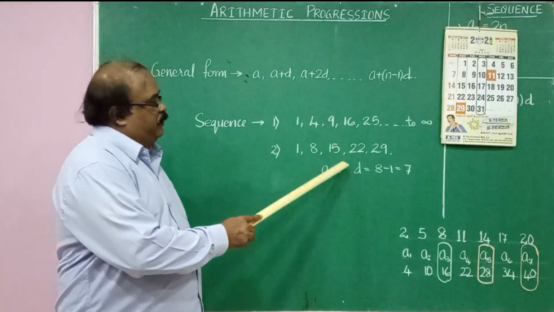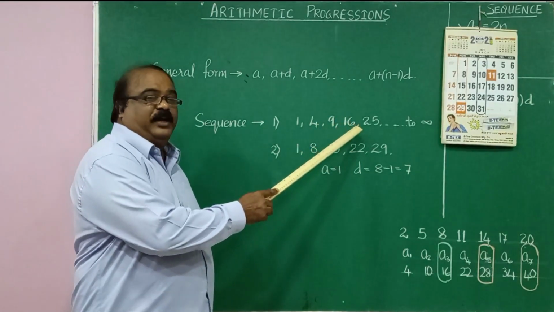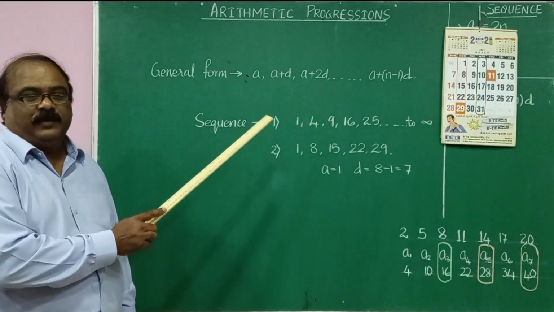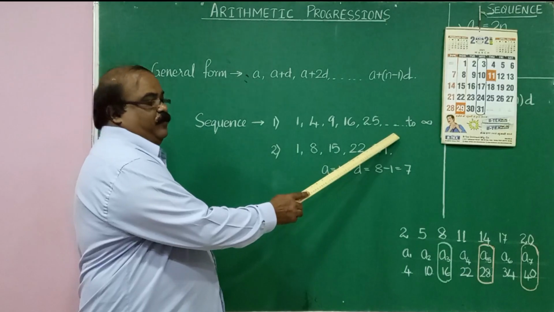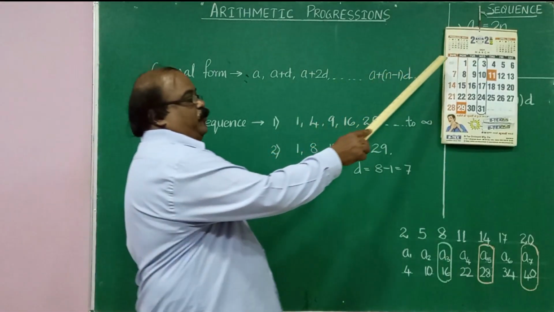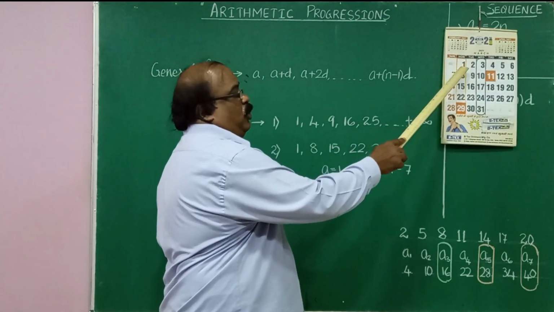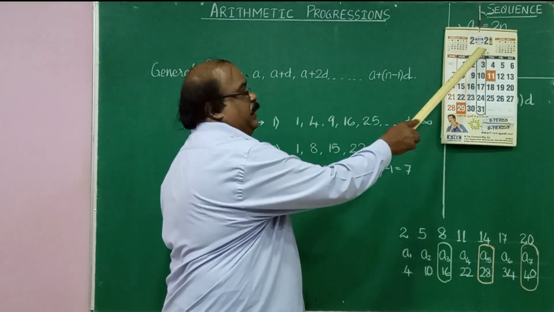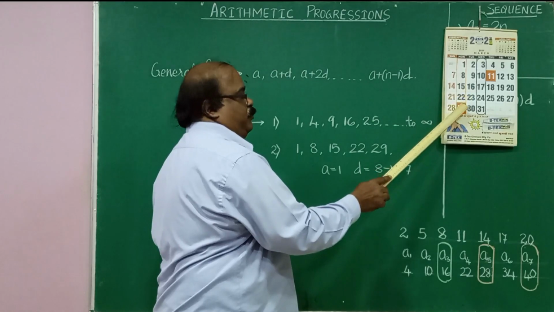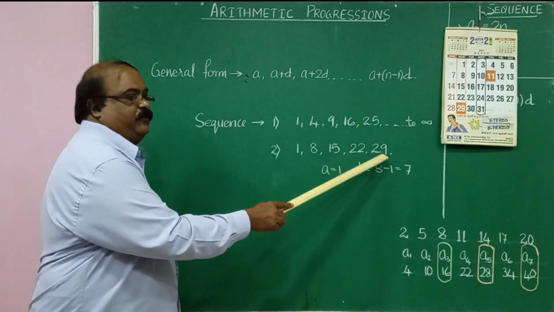The following sequences are displayed on the board. The first one is a sequence of perfect square numbers. It's an infinite sequence. The second sequence is an arithmetic progression. You can see I have taken the dates of all the Mondays of the month March 2021: 1, 8, 15, 22 and 29.